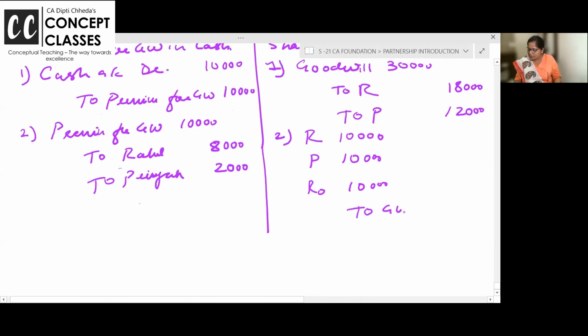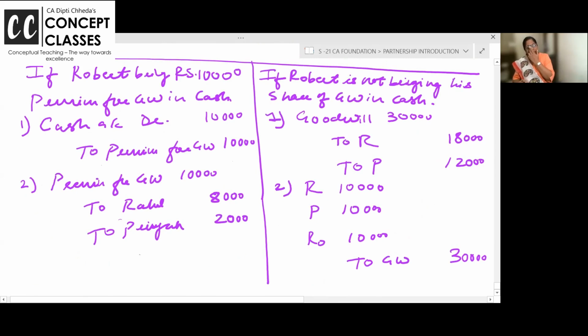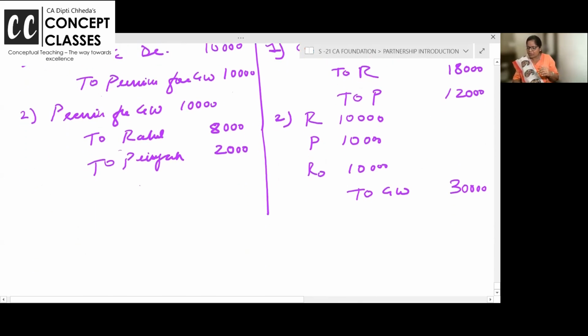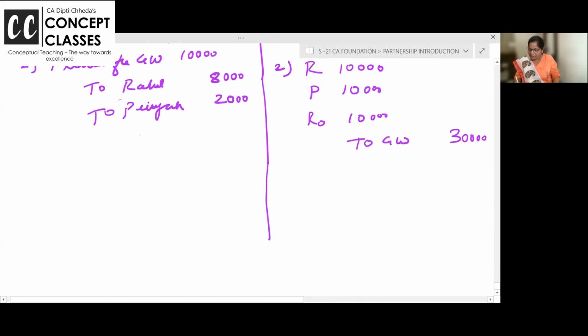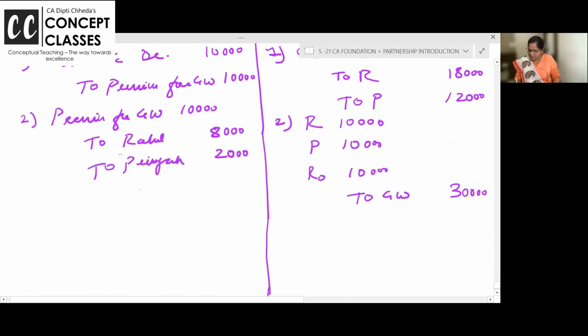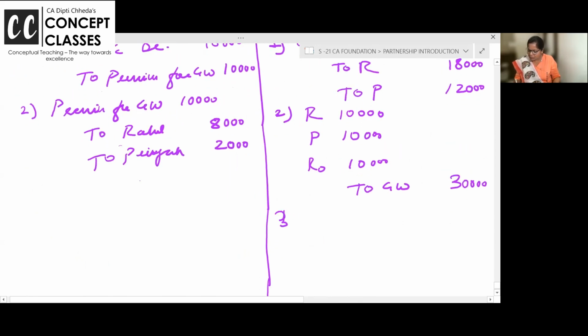To goodwill. बोलो, अच्छा है आप सबको? Goodwill account debit to old partners, old ratio. All the new partners debit to goodwill. Okay. Some of you may be saying, ma'am, can we pass a combined entry for this? Yes, we can. What will be the combined entry?